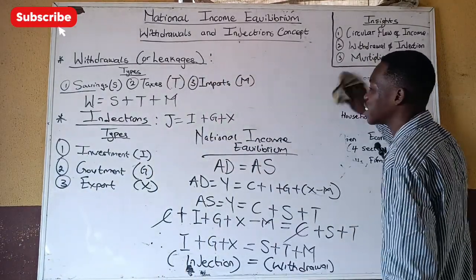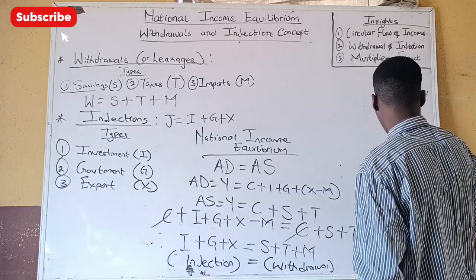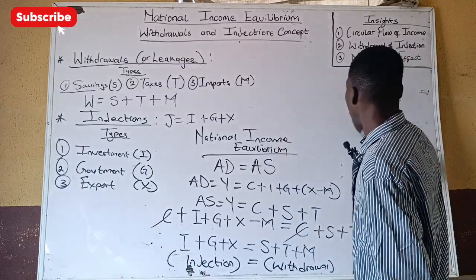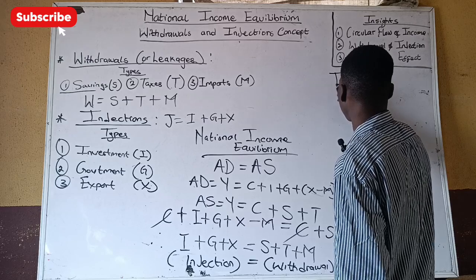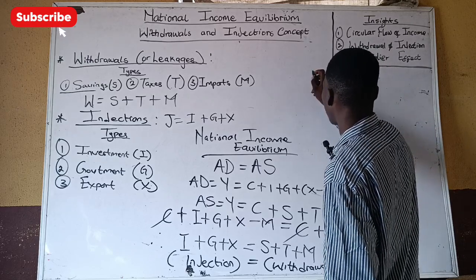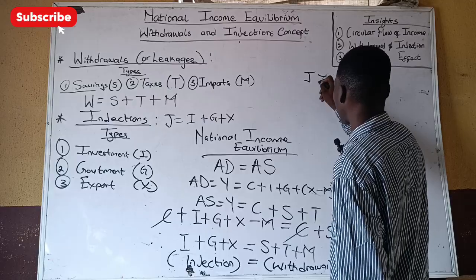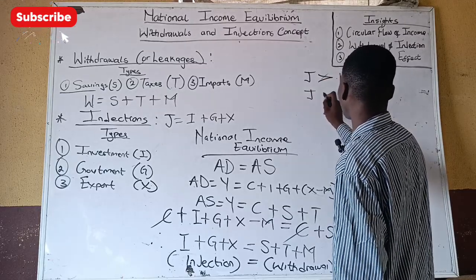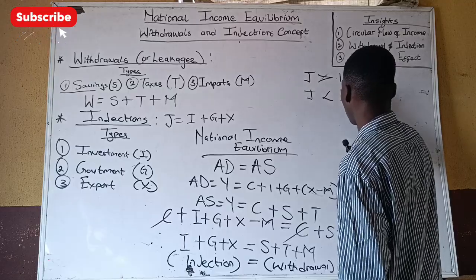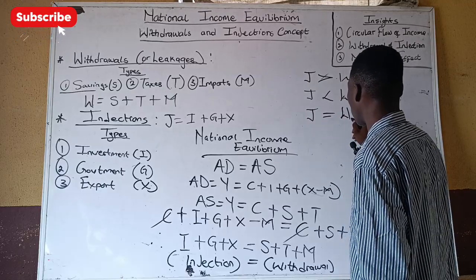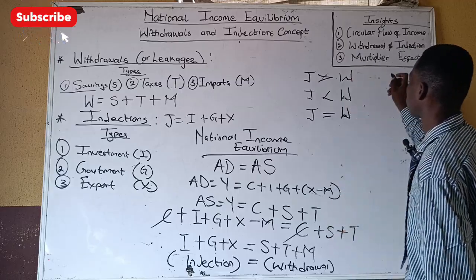So now let's look at this withdrawal and injection again. There are some things that may happen in the economy. Let's start with when our injection is greater than our withdrawal, or when our injection is less than our withdrawal, or when our injection is equal to our withdrawal. What is going to happen?